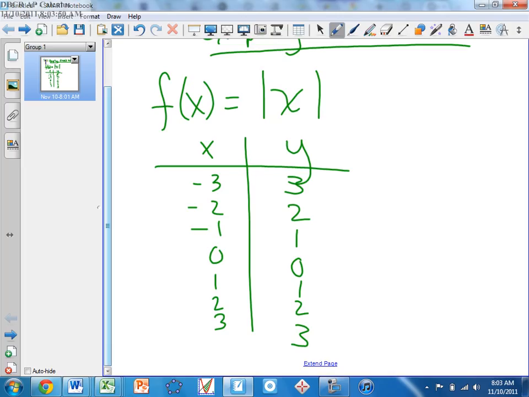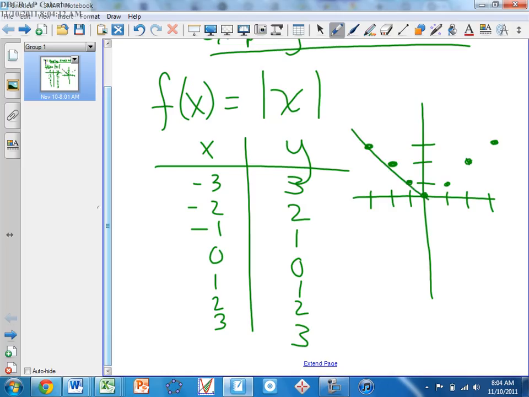So if I were to plot these as points, my first point is -3, 3. That's this point right here. -2, 2. -1, 1. 0, 0. 1, 1. 2, 2. 3, 3. Now, if I connect these, what will it look like? A V. A V, for Vanessa. It is a V shape, yes.